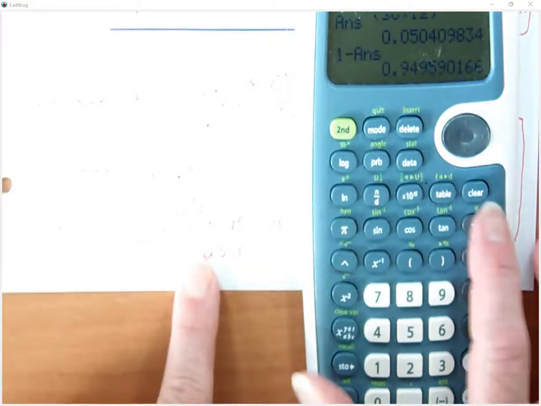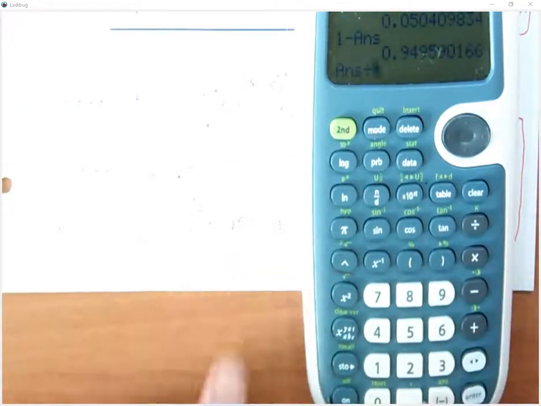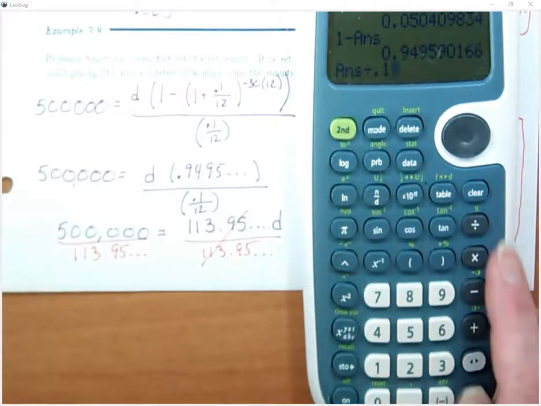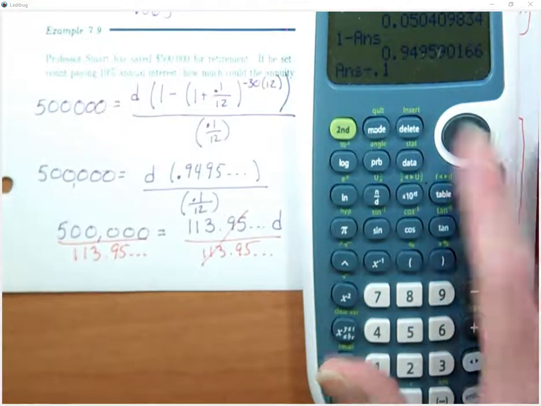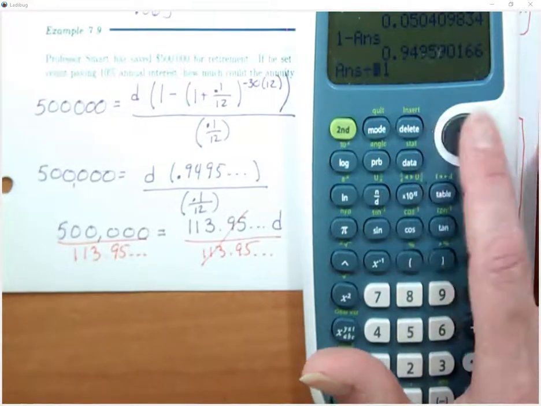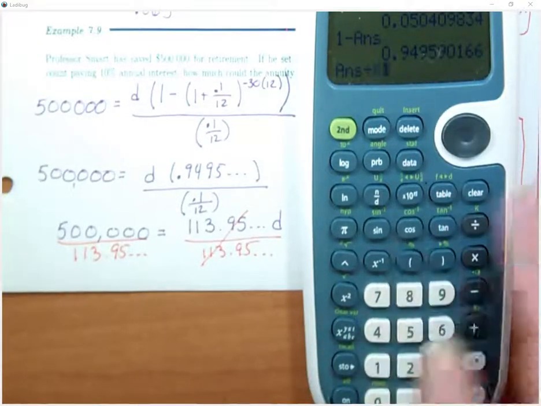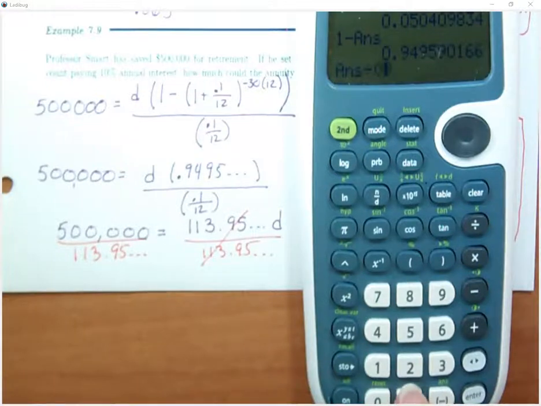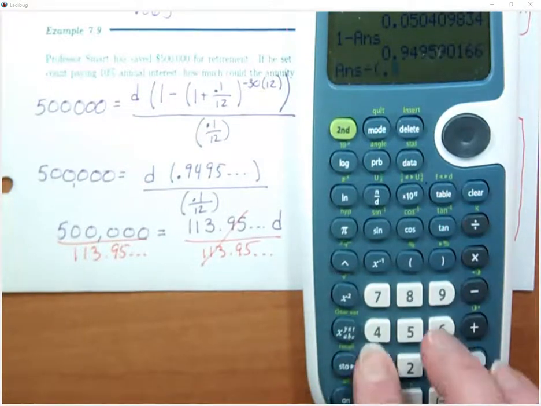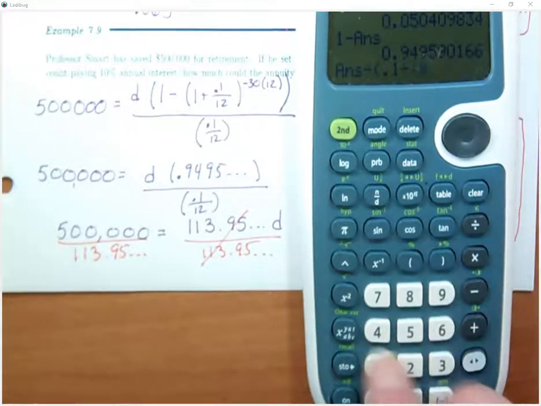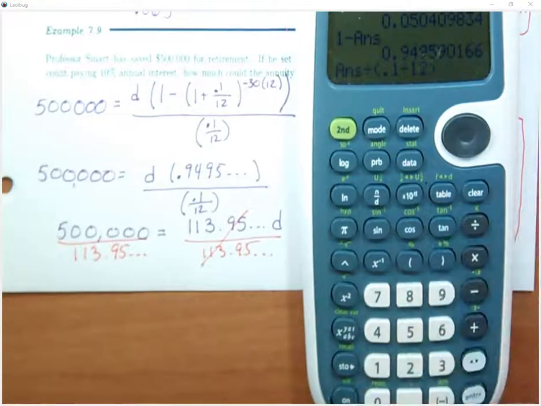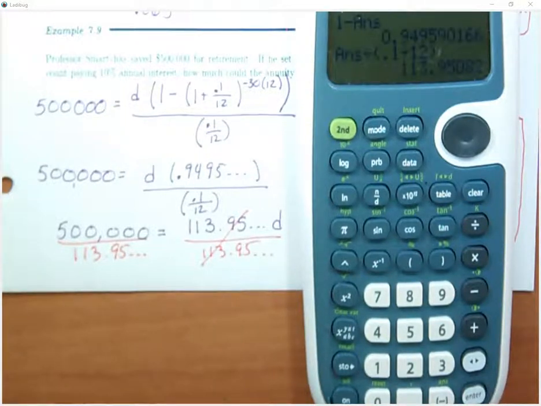So I'm going to divide by the 0.1 divided by 12, but I should use parentheses here, so I'm going to go back. So if you ever miss something, just go back and insert it. You don't have to clear it out and redo it. So 0.1 divided by 12, and then close my parentheses, hit enter, and I get 113.